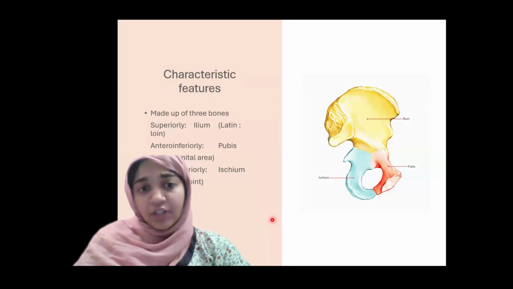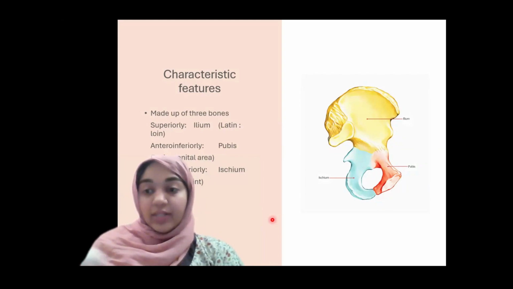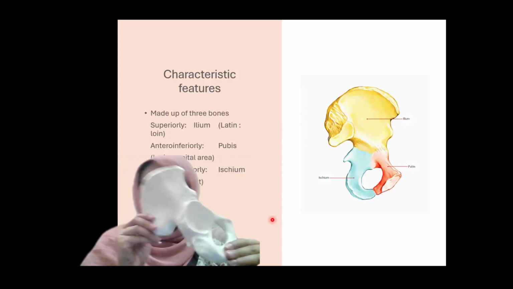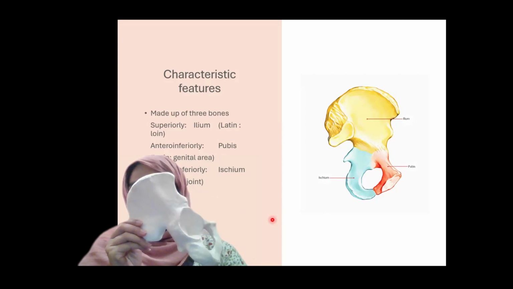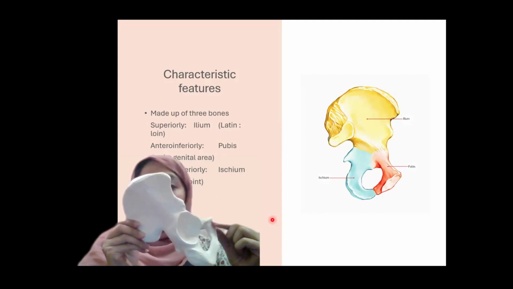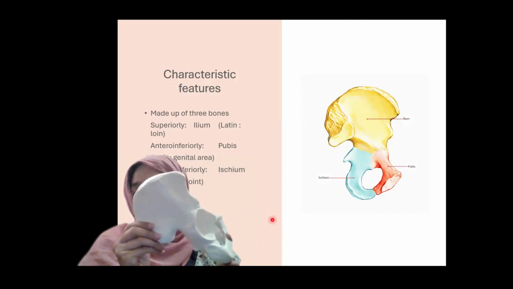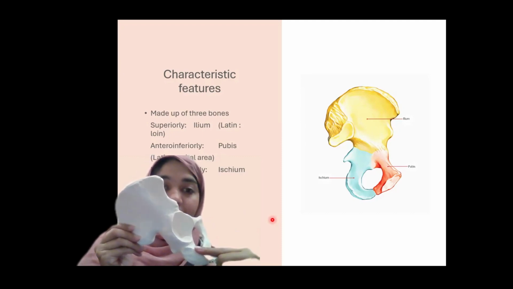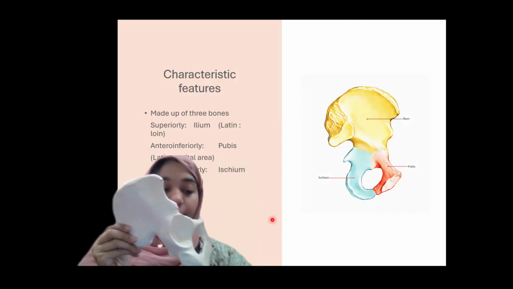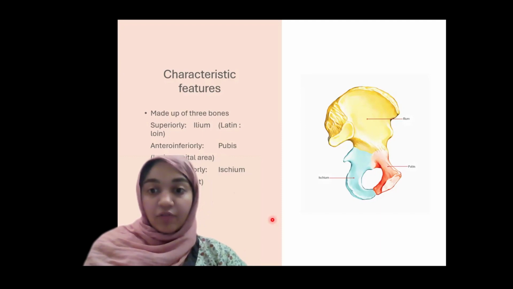Now, some characteristic features. The hip bone itself is made up of three bones. I've told you it's made up of the ilium superiorly and then anterior inferiorly. So if I hold the hip bone like this, I hope you can appreciate it now. This is the ilium, right? This part is the pubis, and this part is the ischium. So if I hold it like this, you can see that the ilium lies superiorly, the pubis lies anterior inferiorly, and the ischium lies posterior inferiorly, right?